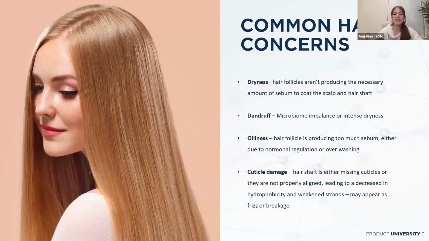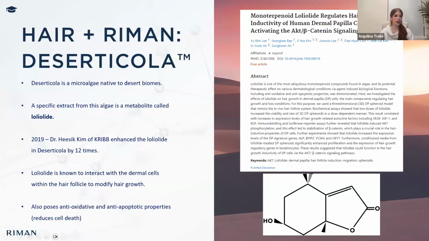But we have a solution for cuticle damage, dandruff, dryness, oiliness, whatever it may be. And of course, that is our Deserticola hair care system. The story of Deserticola is beautiful. It is natively a microalgae derived from desert biomes. When scientists took this microalgae and began to derive various extracts to understand how it survives in such arid conditions, they found a specific metabolite called loleolide.